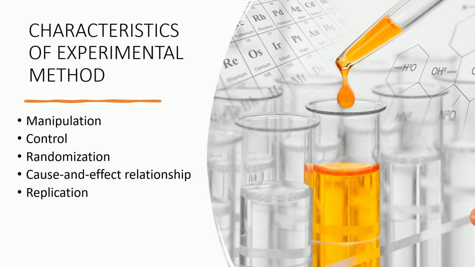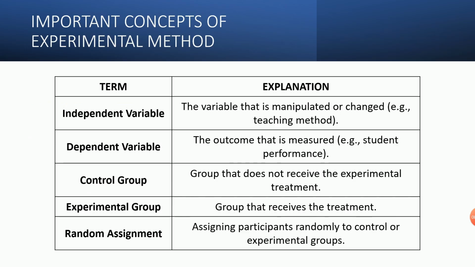The third one is randomization. You are randomly picking any sample for identifying the final cause and effect or the properties. Then the cause and effect relationship. Through any experiment, you are creating a cause and, based on that cause, you are analyzing the effect. By doing so, you are linking the cause and effect relationship. Last, and the main thing, any experiment can be replicated. So replication is one of the important characteristics of the experimental method.